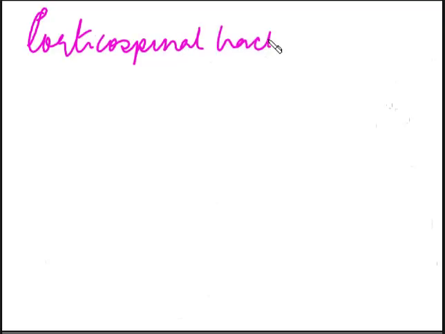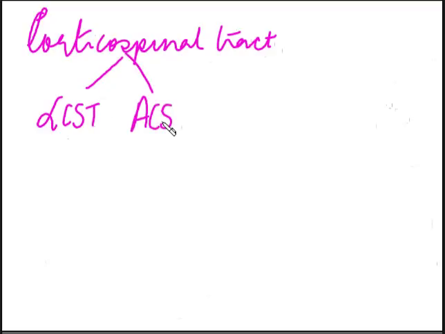This corticospinal tract is divided into the lateral corticospinal tract and the anterior corticospinal tract. They are given these two names just because of where they are. One is present in the lateral part of the spinal cord, and the other is present in the anterior part of the white matter of the spinal cord. Together, they are the corticospinal tract.